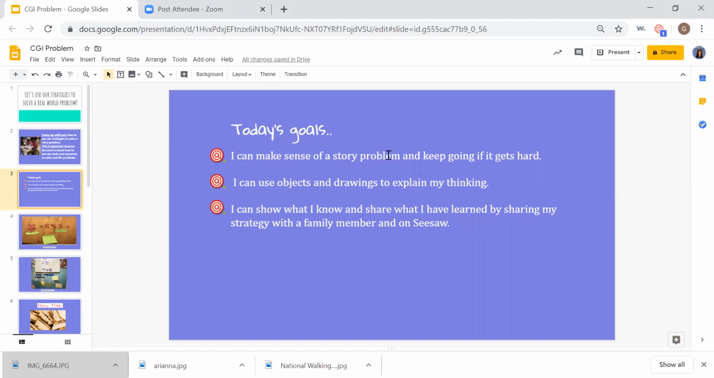Our goals for today. I can make sense of a story problem and keep going even if it gets hard. So we're going to keep persevering through all of these assignments and we're not going to give up. I can use objects and drawings to explain my thinking. I can show what I know and share what I have learned by sharing my strategies with a family member if you have someone near you and on Seesaw.